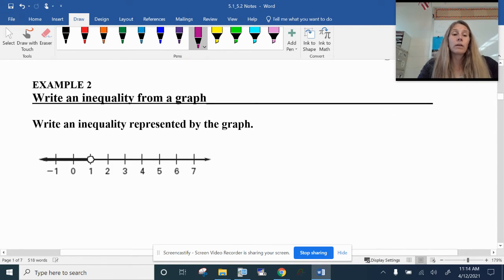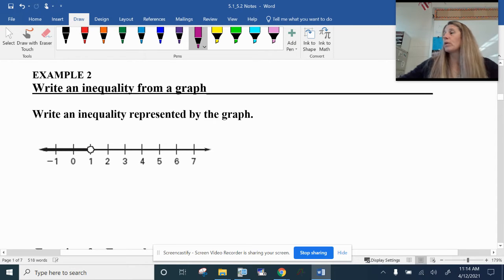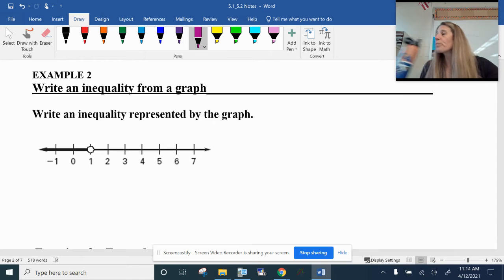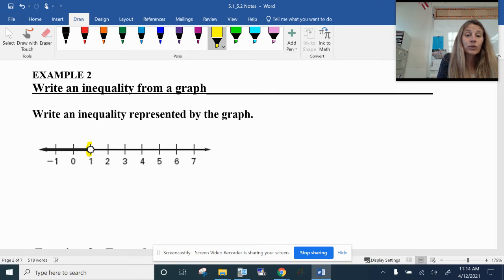Now, when we look at a graph and we want to write the inequality from the graph, we need to find a couple things. Well, obviously, we need the cutoff number. So in this case, wherever that circle is, that's our cutoff number. We need to look to see if that circle is open or closed, because that'll tell us if our inequality sign will have that equal to line underneath. And then we have to decide which way our inequality sign is facing.